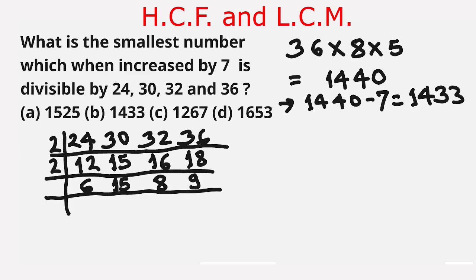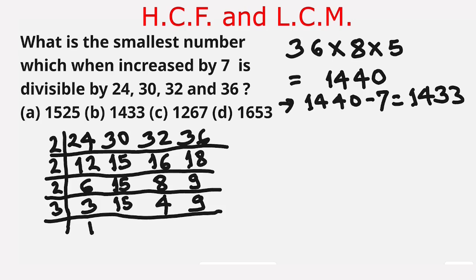We further divide it by 2 as two numbers are divisible by 2. 2 divides 6 for 3 times. We write 15 as it is. 2 divides 8 for 4 times. We write 9 as it is. Now we divide these numbers by 3. 3 divides 3 for 1 time, 15 for 5 times. We write 4 as it is. 3 divides 9 for 3 times. Now 5, 4 and 3 are co-prime numbers. Now we can multiply and find the LCM.